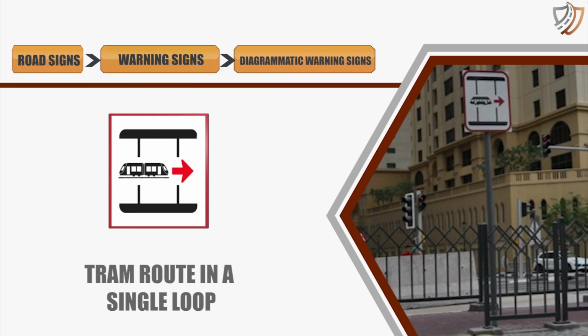Tram route in single direction. This sign warns pedestrians that they are about to cross a tram track which is traveling in a single direction. The indicated arrows show the direction of travel, so pedestrians must ensure that no tram is approaching before crossing the tram route.